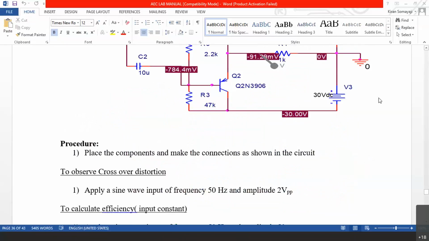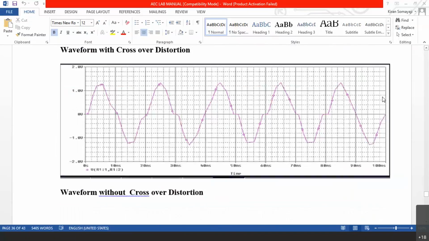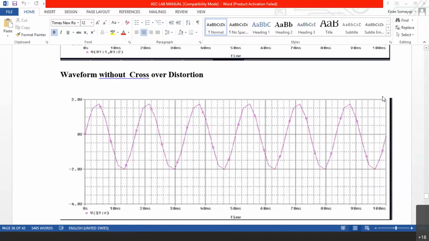So, I will show you the output waveform for this circuit. Now, this is the output waveform without crossover distortion, where you can see during the zero crossover, there is no distortion. You can see exactly in this line here, there is no crossover distortion anywhere. That is because the transistors are slightly on when the input signal is absent.